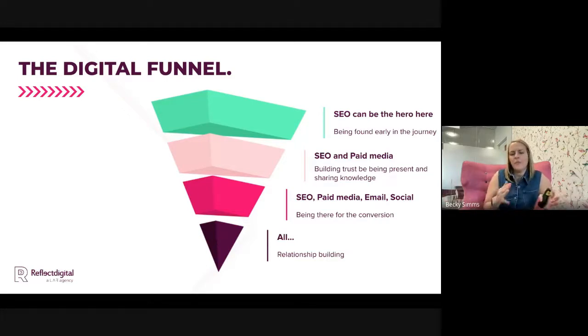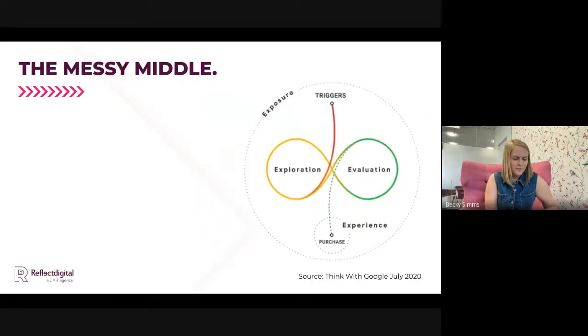But at that point, when they're ready to convert, if we've followed them along the journey and we've built a relationship and we've cookied them at the right times, obviously with their consent, and we've captured the right detail and the right information, we should be able to be there for their conversion across the different channels, ready to pick them up. And then all channels should be playing at that relationship building. So Google talk about this less as a funnel and more about the messy middle. And I love this as a concept because it is messy.